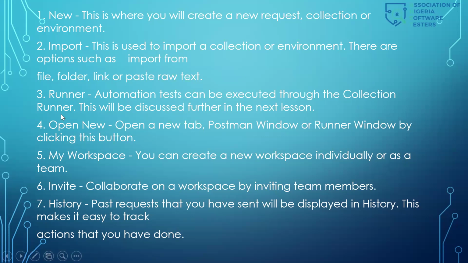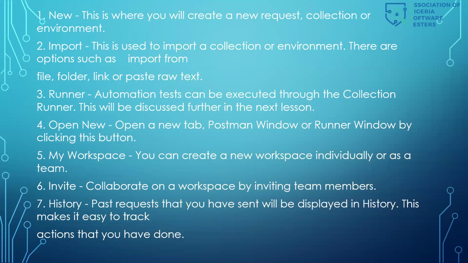Then for automation, you can have your own workspace. When you have your own workspace, it means that people outside cannot see what you have. You can also create one as a team, meaning that everybody in your team can see if I'm making changes to any request. If I'm not there, everybody can see it; if it's only me, nobody else can see. That way you can also invite people to collaborate with you. Then your history, your past requests, you also see it there.